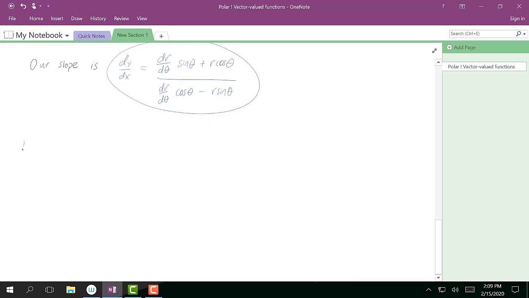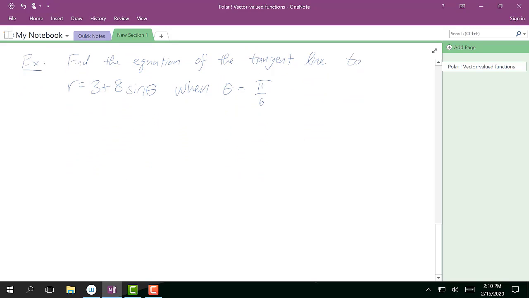Okay, so the example is going to be: find the equation of the tangent line to the polar function r equals 3 plus 8 times sine of theta when theta is equal to pi over 6. And so what do we need? We need the point, which is going to be r of pi over 6.